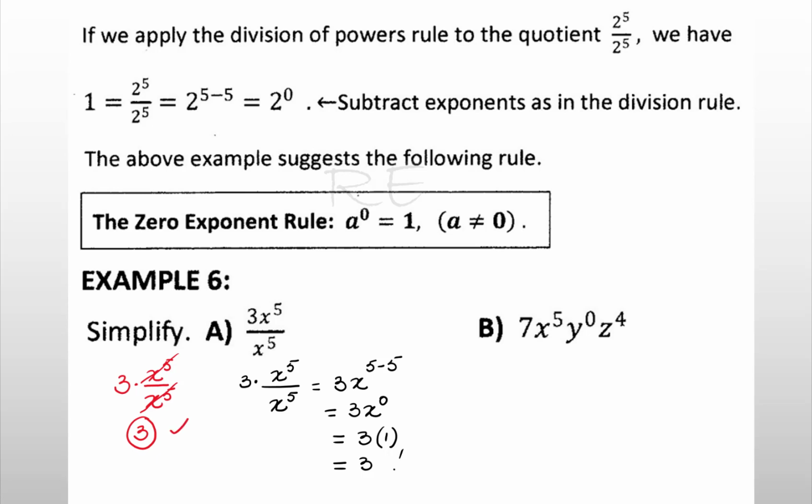It helps to know that any number to the 0 power is 1. Therefore, B can be done in one shot. We just replace y to the 0 by 1. The final answer is 7x to the fifth, z to the fourth.